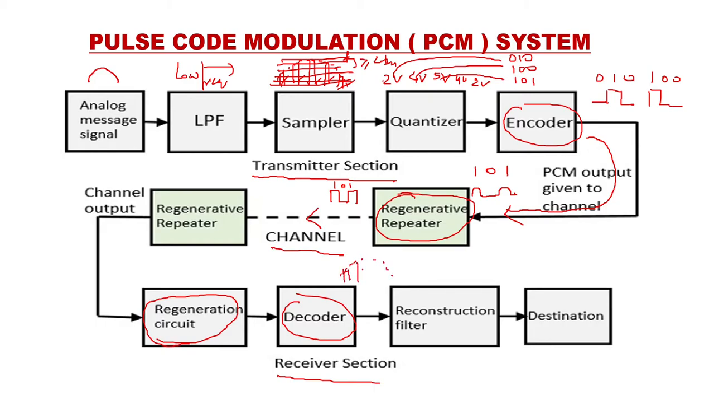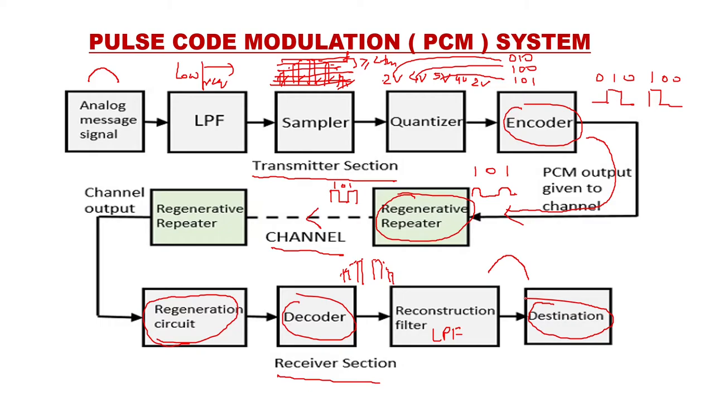So all these pulses will be decoded back. Then those will go through a reconstruction filter, which will be nothing but a low pass filter. And that will produce the original analog signal that was there at the starting, and that will be given to the destination. So this is how your pulse code modulation system block diagram will work.